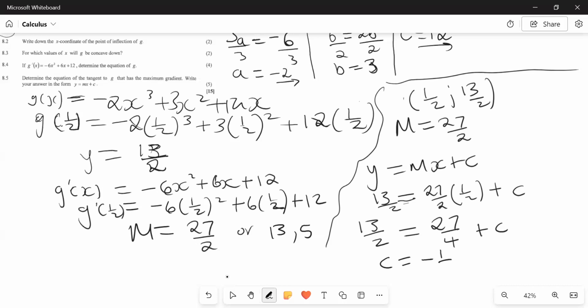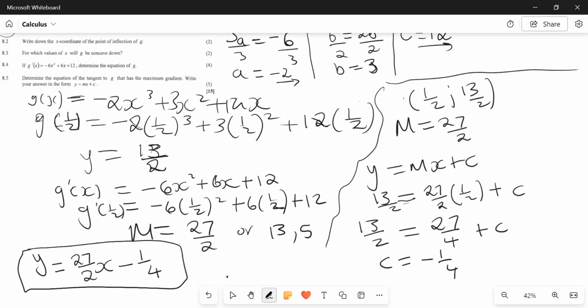So now our equation is as follows: y is equal to 27 over 2 x minus 1 over 4. So this is our equation, and we managed to get it.